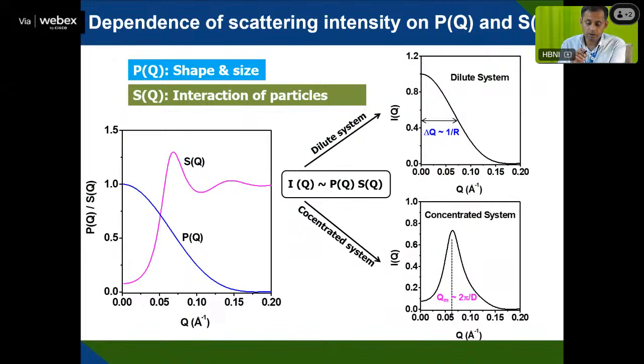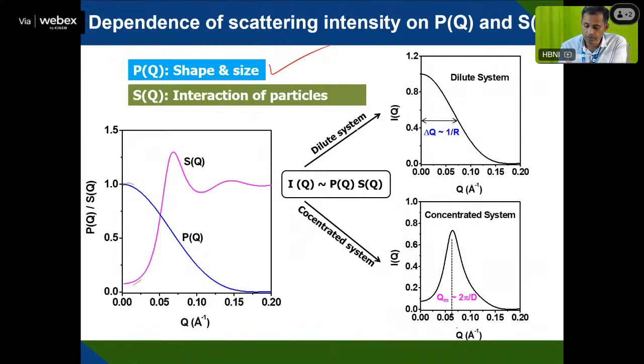So the scattering intensity mainly depends on PQ and SQ. PQ will give you shape and size, whereas SQ will give you the interparticle interaction among the particles. If you extend this, this is the IQ versus Q plot, which is nothing but the PQ times SQ plot. In the combination of these two, in the SQ you will get a peak of this type, where the IQ intensity will decay like this.